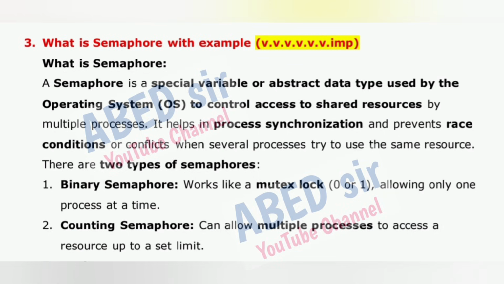control access to shared resources by multiple processes. It helps in process synchronization and prevents race conditions or conflicts when several processes try to use the same resource. There are two types of semaphores. 1. Binary semaphore works like a Mutex lock, 0 or 1, allowing only one process at a time. 2. Counting semaphore can allow multiple processes to access a resource up to a set limit.